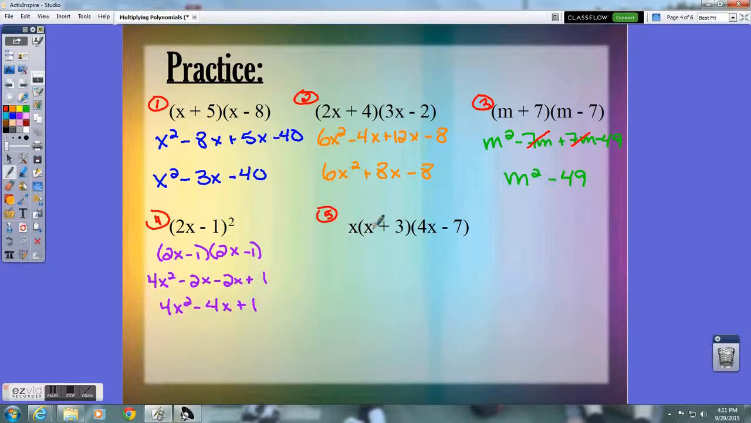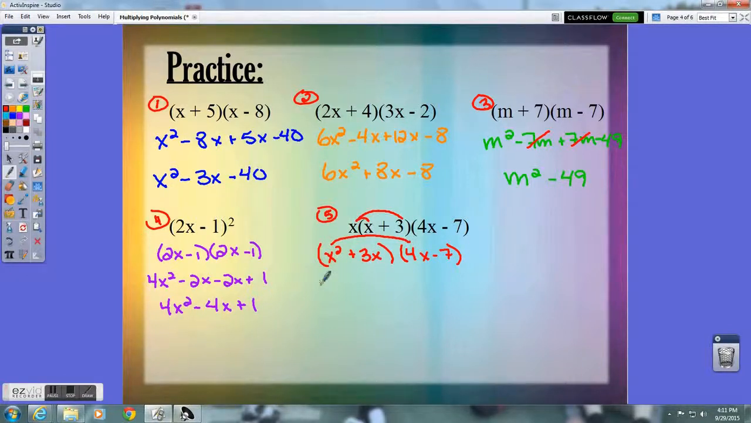I have 1, 2, 3 different polynomials that I'm multiplying. I'm just going to go left to right. So distributing the x first, x times x gives me x squared, and x times 3 just gives me 3x. Now I have to make sure that this stays in parentheses, and then I'm going to drop down the 4x minus 7. So I'm going to reset and start again.